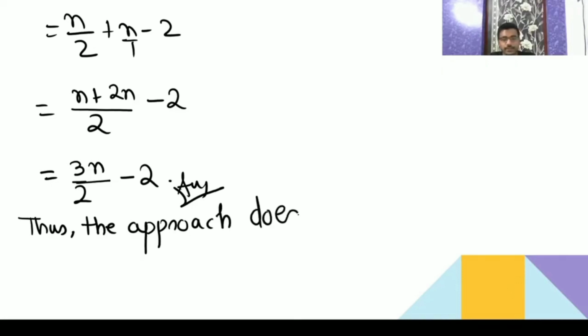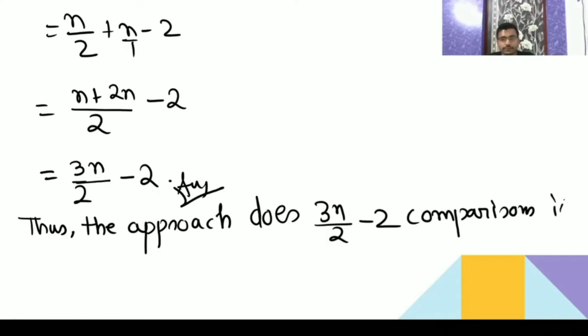Thus, the approach does 3n by 2 minus 2 comparisons if n is a power of 2. Otherwise it will take a little bit more.